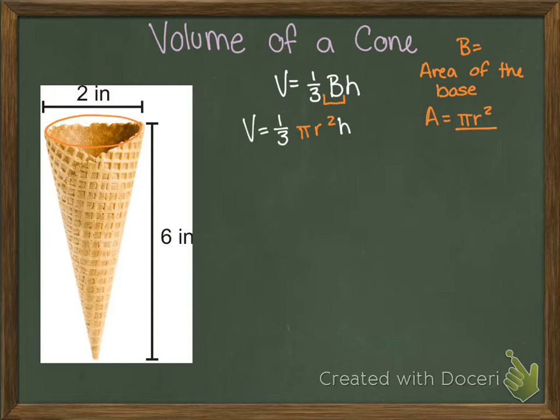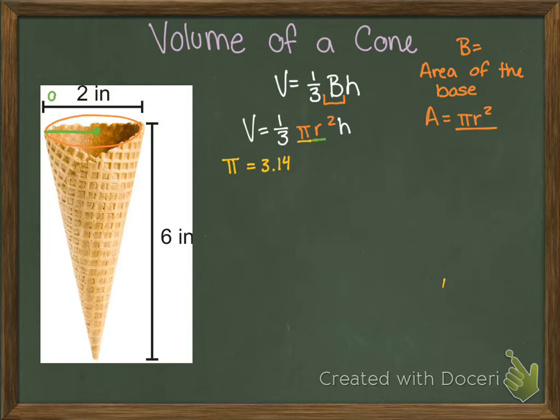So I want to define pi. Pi we know is 3.14, and we're going to be using that number instead of a pi button for this example. And then we also need to find our radius, which is represented by r. Remember, the radius has to do with the circle. And a radius is the distance halfway across the circle.